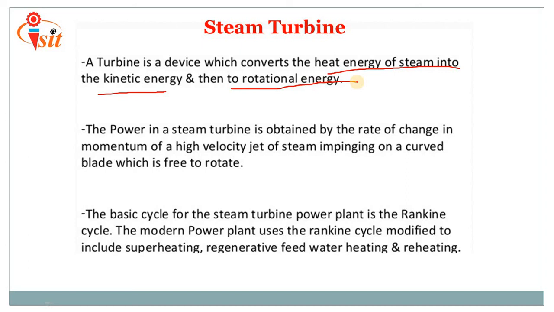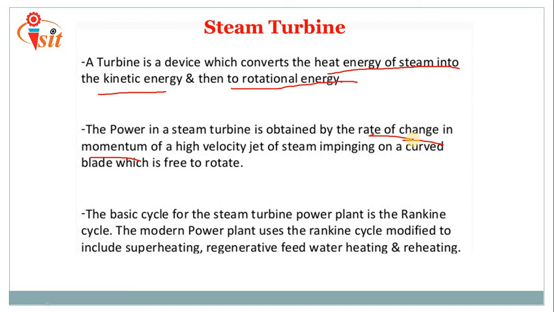The power in the steam turbine is obtained by the rate of change of momentum. It works on the principle of the rate of change of momentum, as in the working of an impulse type turbine. There are two types of turbines available in the steam power plant or thermal power plant. One is the impulse turbine. It works on the principle of impulsive action, that is change in momentum. The inlet energy available in such an impulse turbine is only kinetic energy, keep that in mind. Another type of turbine is the reaction turbine.